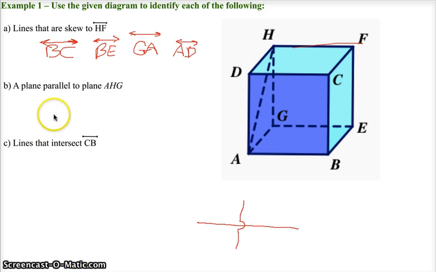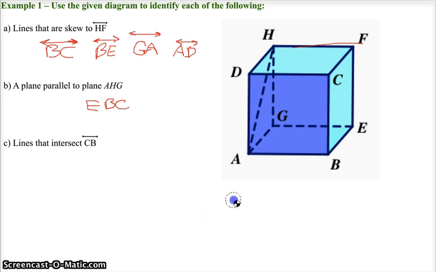A plane parallel to AHG. All right, AHG is the plane. AHG is this left wall of the cube there. A parallel plane to that would just have to be the right wall. So remember when we label planes, people miss this on the test. You just need 3 letters. I don't need a symbol on top. I don't need 4 letters, just 3. All right, probably looks confusing now. I don't want that to stay there.